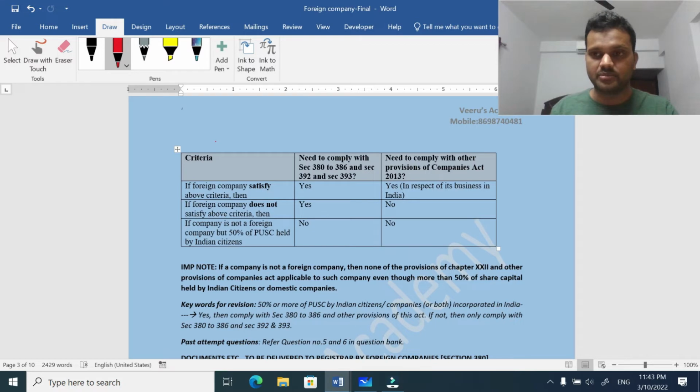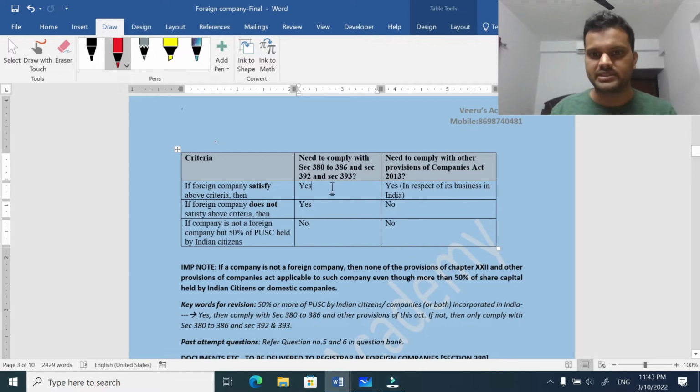If a foreign company's shareholding contains them as shareholders, then in that case, do they need to comply with sections 380 to 386, 390 to 393? Yes, because it's a foreign company. Anyhow, they have to comply with it. In addition to that, need to comply with other provisions of the Companies Act? Yes, because it meets the criteria. It contains more than 50% of paid up share capital held by Indian citizens or Indian companies. Yes, in respect of what? Not the entire foreign company, only the business it conducts in India. In respect of its business in India, they have to comply with all the provisions of the Companies Act.